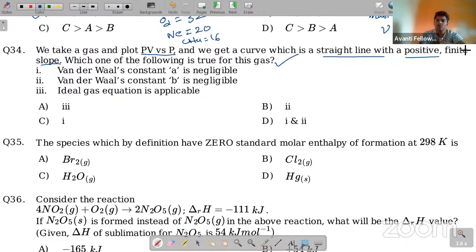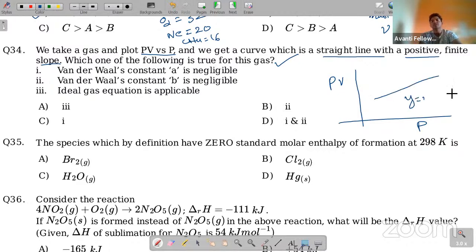Okay, so very important. They are drawing a graph, PV versus P. Based upon drawing the graph, they have observed a positive slope. Positive slope means the graph looks similar to y is equal to mx plus c. To plot these graphs, these are the 3 conditions they have given.